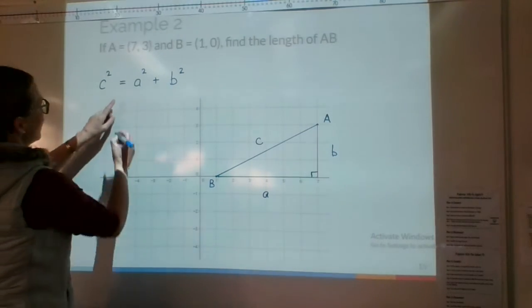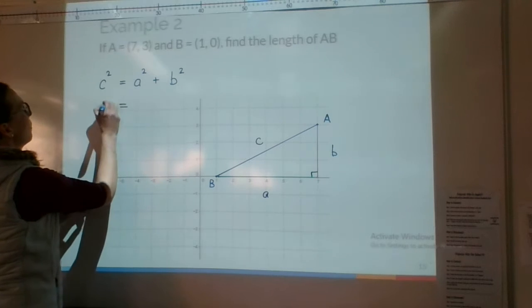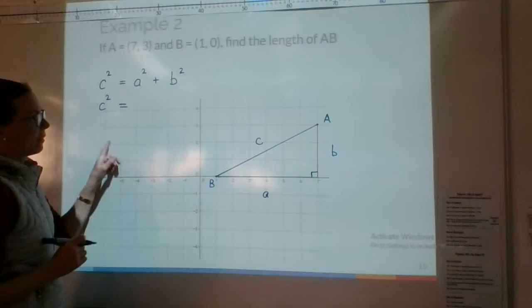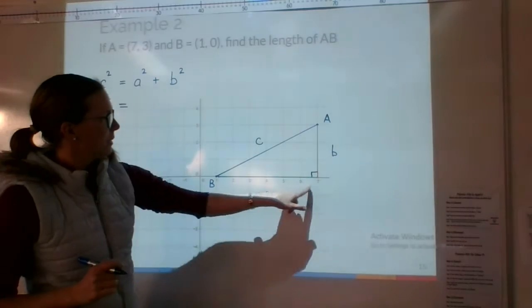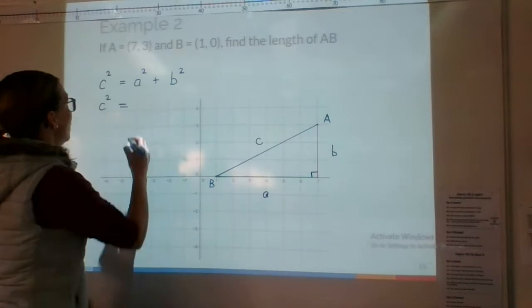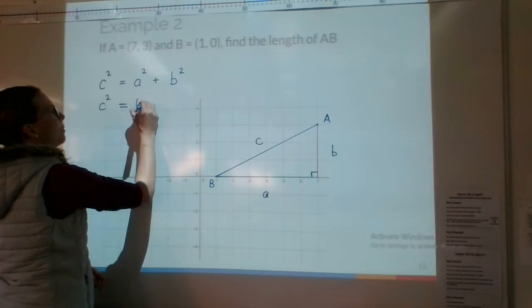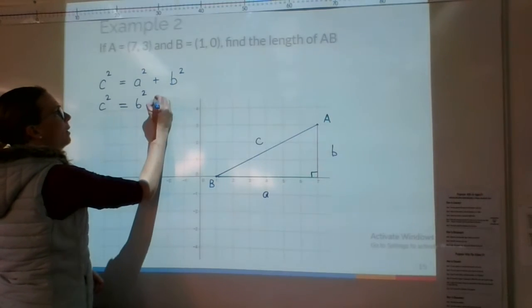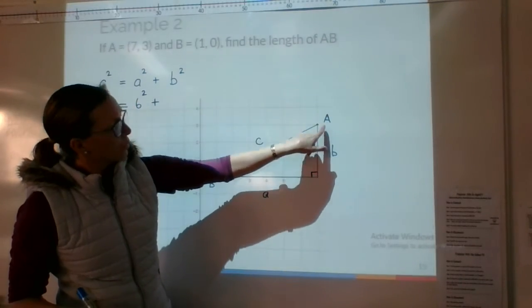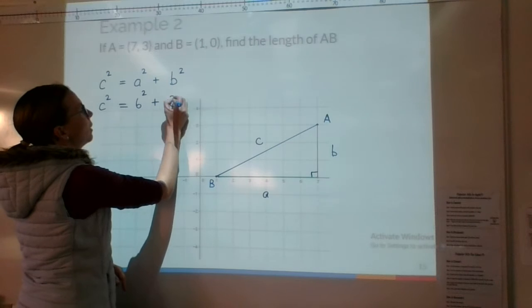So let's see what we can substitute in here. C, we don't know. That's what we're trying to find out. So leave that there. A is this distance. So it's 1, 2, 3, 4, 5, 6 squares. So we're going to replace A with the number 6, keep the squared. We're going to replace B with the distance, 1, 2, 3, squared.